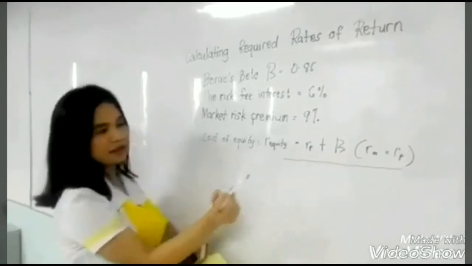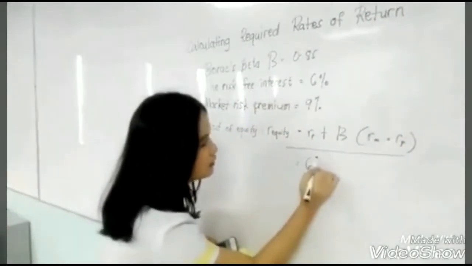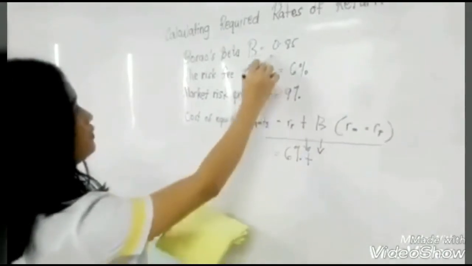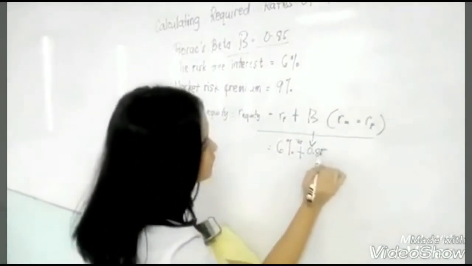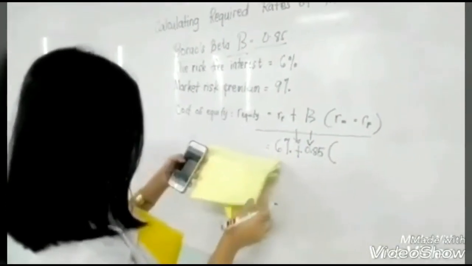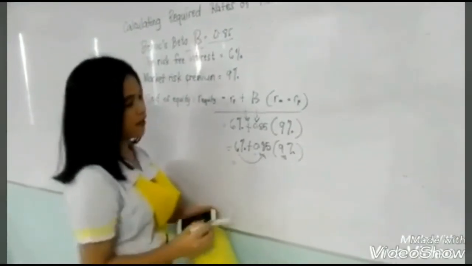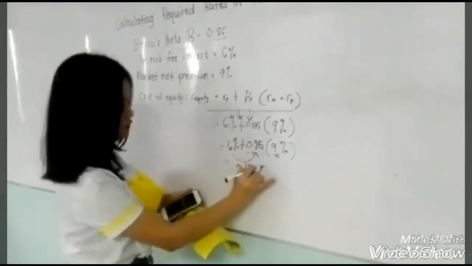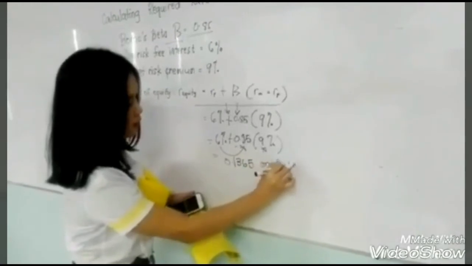And this is the formula. So, the risk-free natin is 6% plus 0.85, which is the beta, and the market risk premium is 9%. 6% plus 0.85 times 9%. And the answer is 0.1365 or 13.65%.